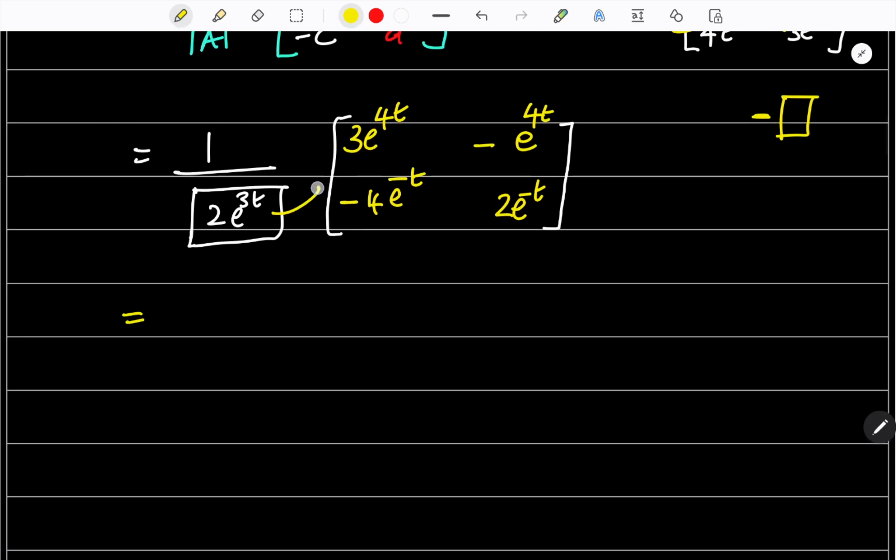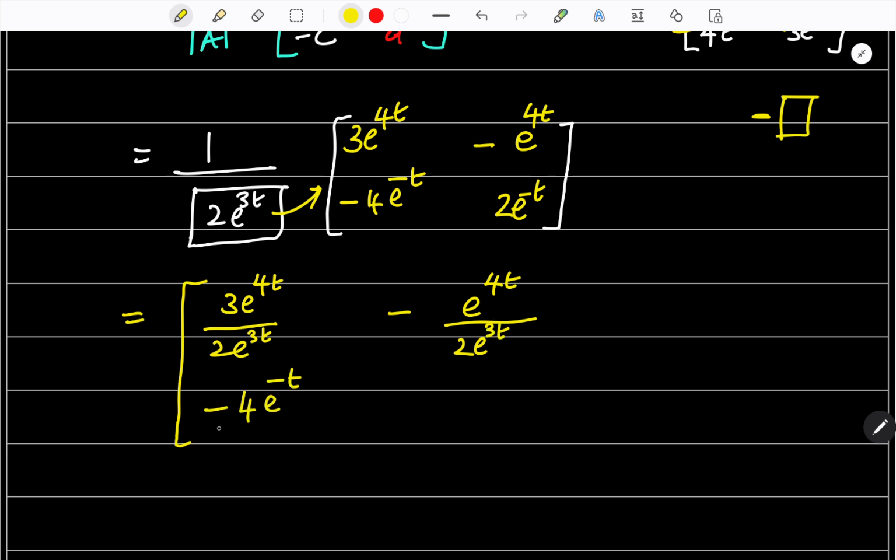Now I need to take this term inside. So open the matrix: 3 e power 4t divided by 2 e power 3t, minus e power 4t divided by 2 e power 3t, minus 4 e power minus t divided by 2 e power 3t, 2 e power minus t divided by 2 e power 3t.